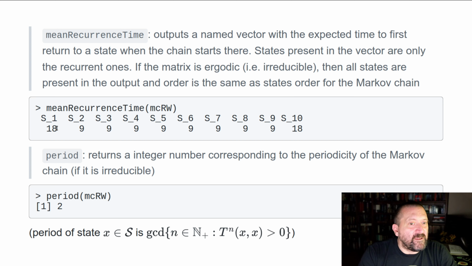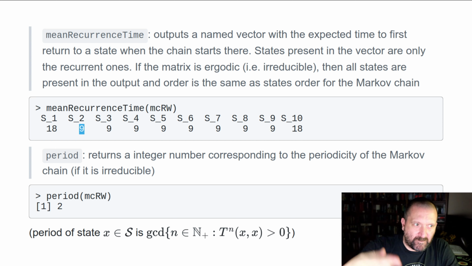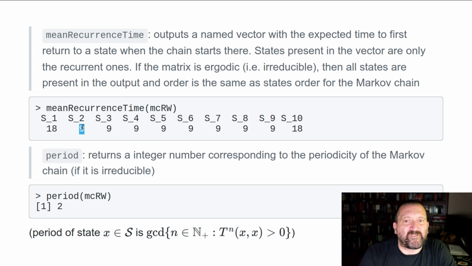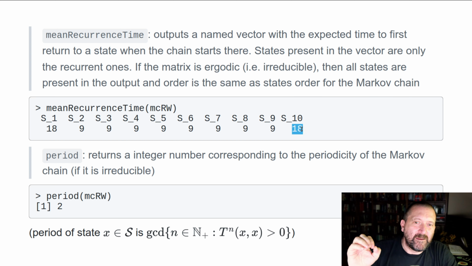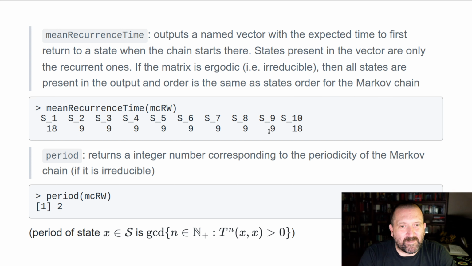So this tells me that on average, this is a mean, if I start in S2, it will take on average 9 iterations before the system returns to state 2. This is the same for all the intermediate states, let's say, whereas for the end states, of course, it's less likely to end up there. And so on average, if you start at the end, it will take 18 iterations until you come back.